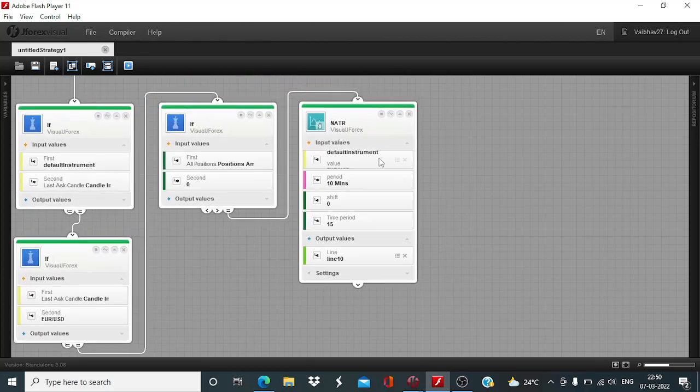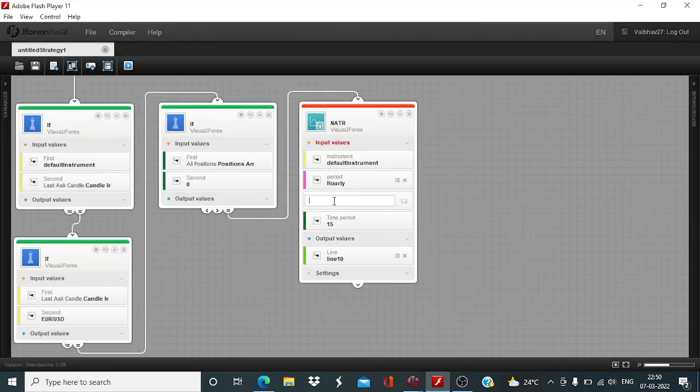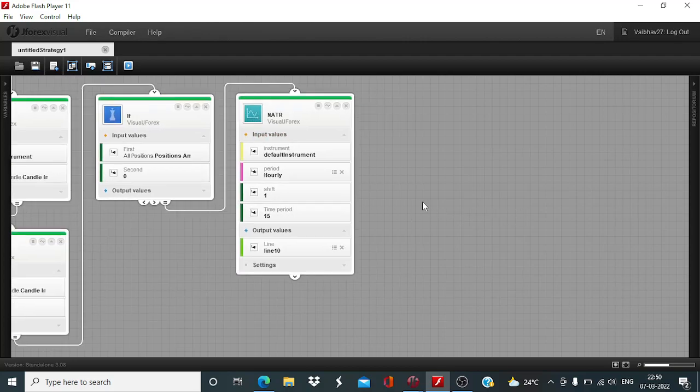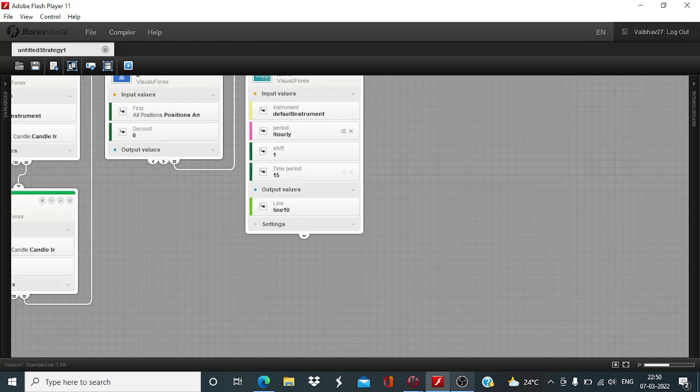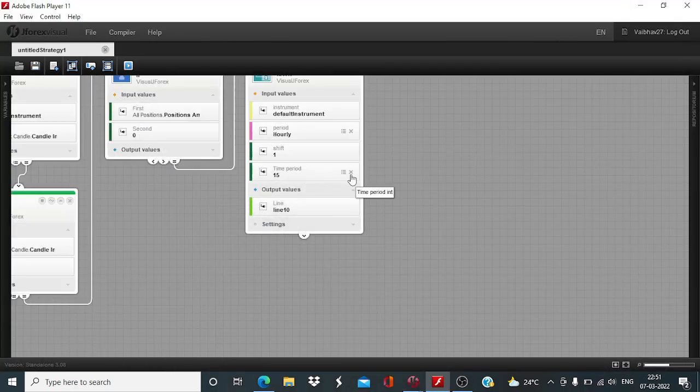I will change the candle period of this NATR to hourly. Shift value, the lookback period, is going to be changed to 1. Time period, here the default value is 15, but generally the default value is considered 14, so I will change this as well. Not much of a difference will be there. You can keep it as per your preference.